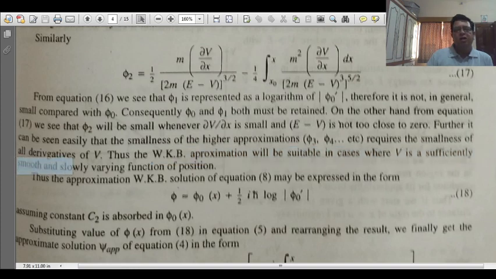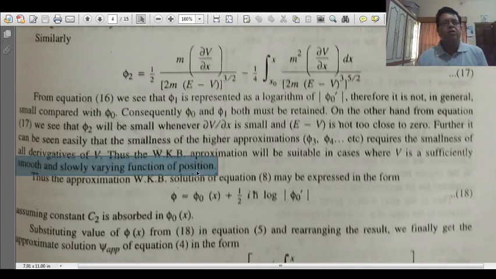What is the condition for the WKB approximation, where it is suitable? The potential energy function V should be sufficiently smooth. Number one, it is smooth; second, it is a slowly varying function of position. There are two conditions. First, it should be smooth, and second, a slowly varying function of position.